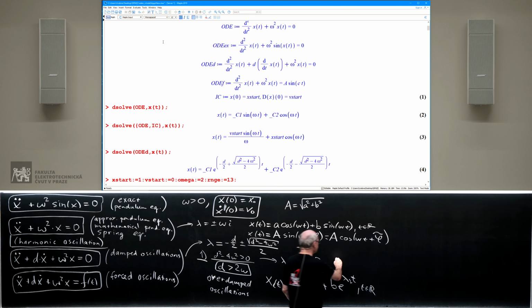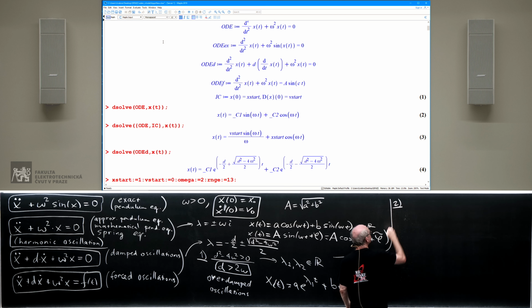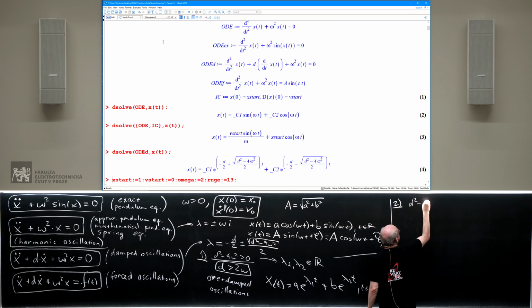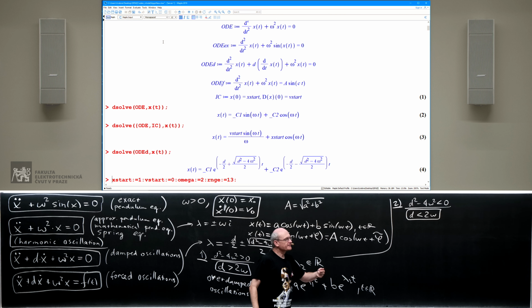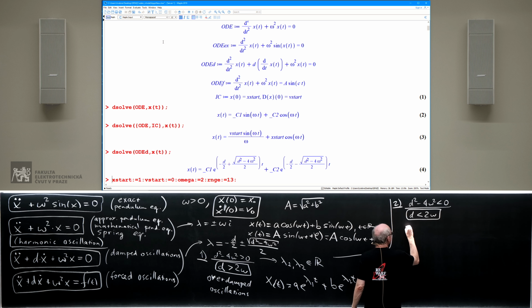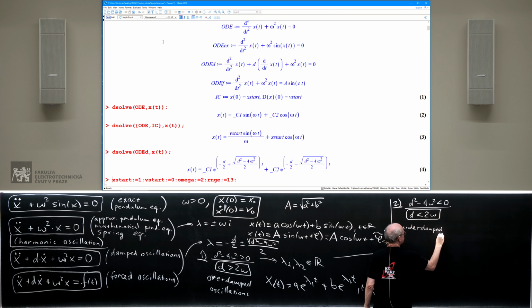Now let's have a look at the second case. The second case is when the expression under the square root becomes negative. So d squared minus 4 omega squared negative, which is exactly when d is less than 2 omega. Because d is damping, this is a situation when we do not damp too much. Perhaps it's even 0, so there's no damping at all. So this is called underdamped oscillations.